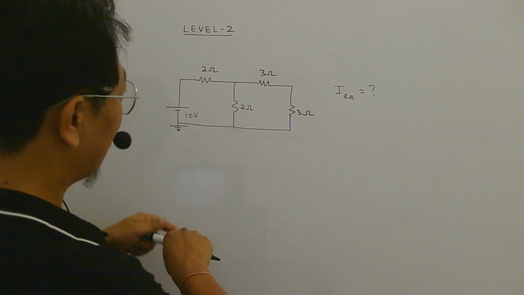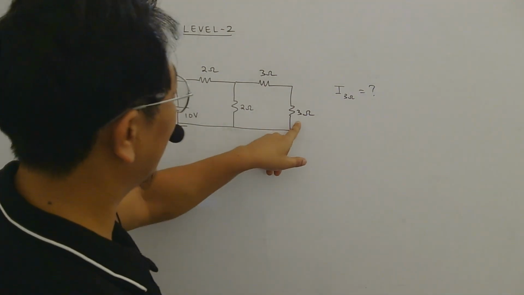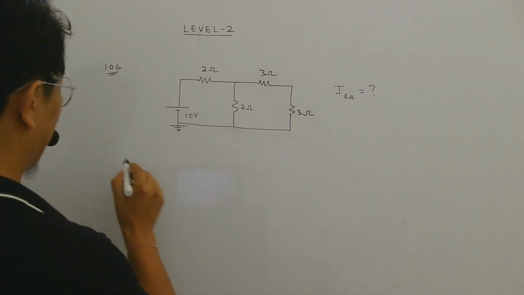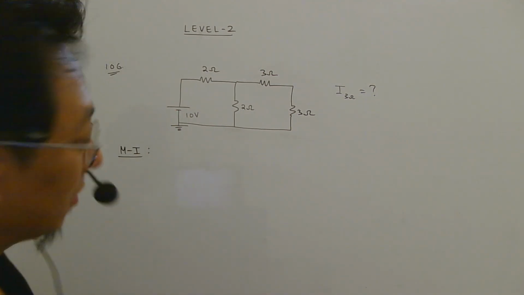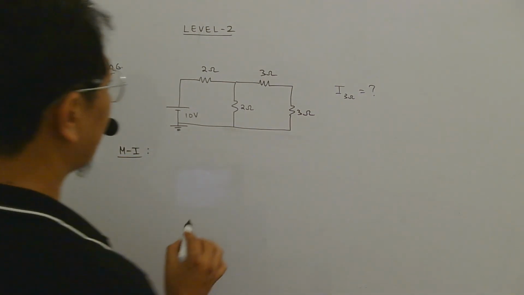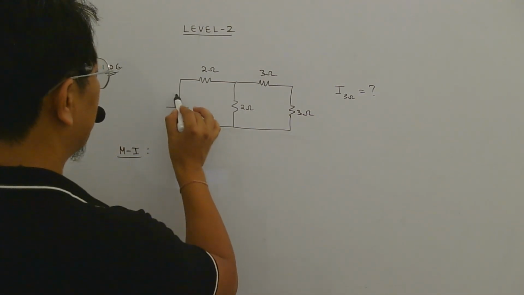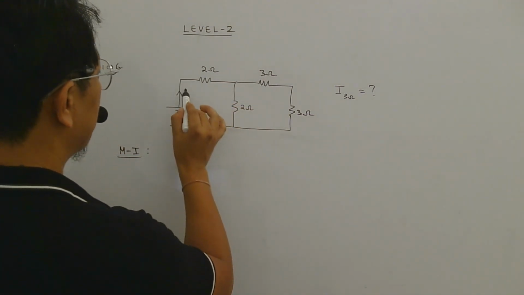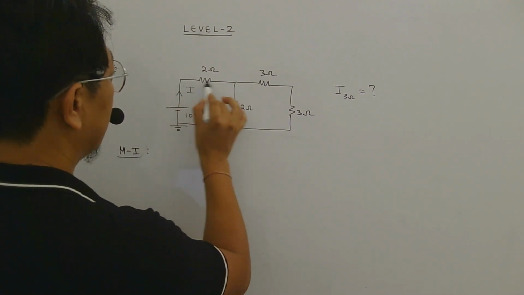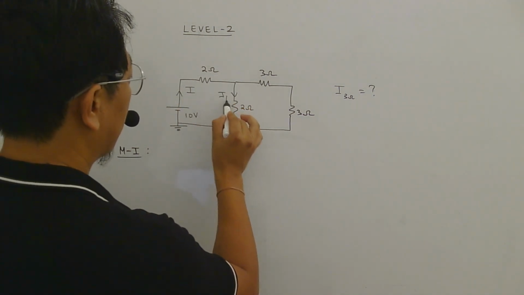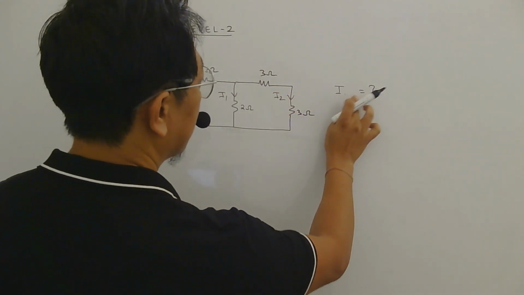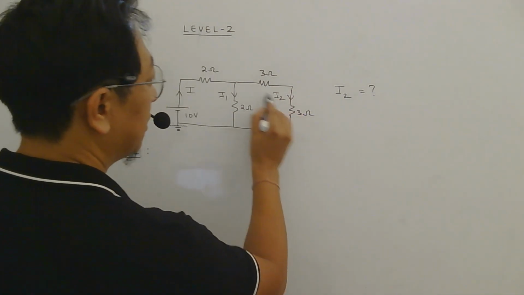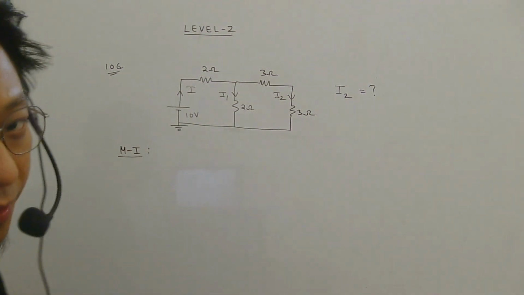So now there are many ways to find current in 3 ohm. So let me just try one method and then I will see if another method we will do. Okay, so method 1, what we can do is we can first find current distribution. So let's say current here is I, that I will divide here I1 and that I will divide here I2. So basically we are supposed to find I2, isn't it, current in 3 ohm.